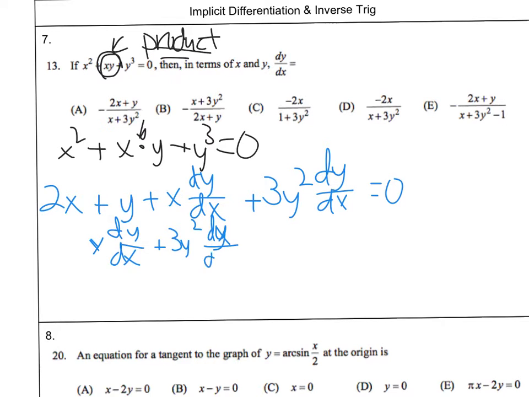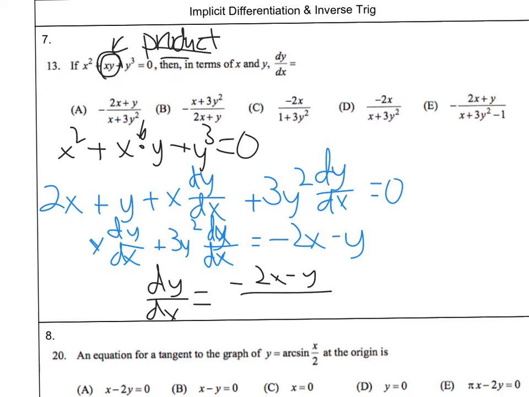Hey, I tried to write dx dy. Oopsies. Subtract the 2x, subtract the y, and then I'm going to factor off the dy dx, and I'll have an x plus 3y squared, so negative 2x minus y over x plus 3y squared. I don't see that answer here, but I see this one, which has a negative in front, which is the answer.